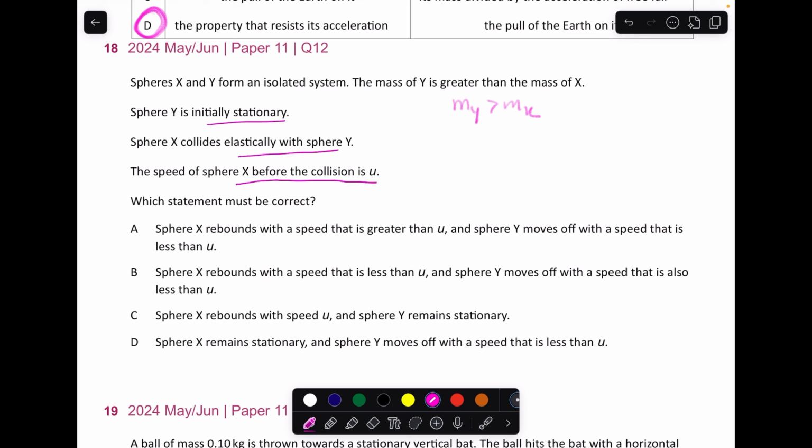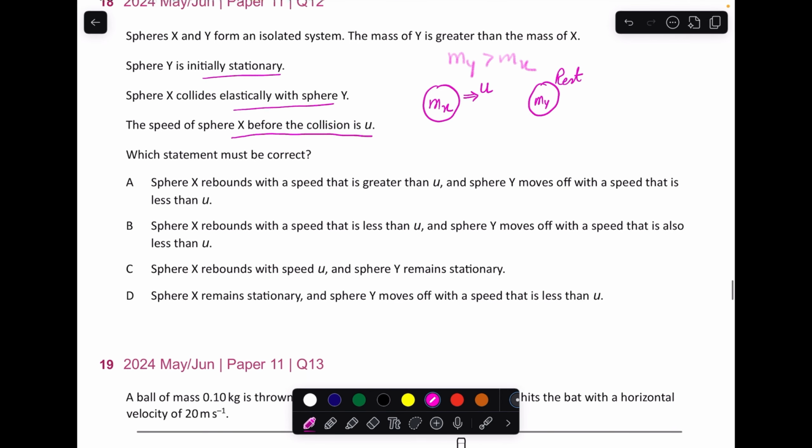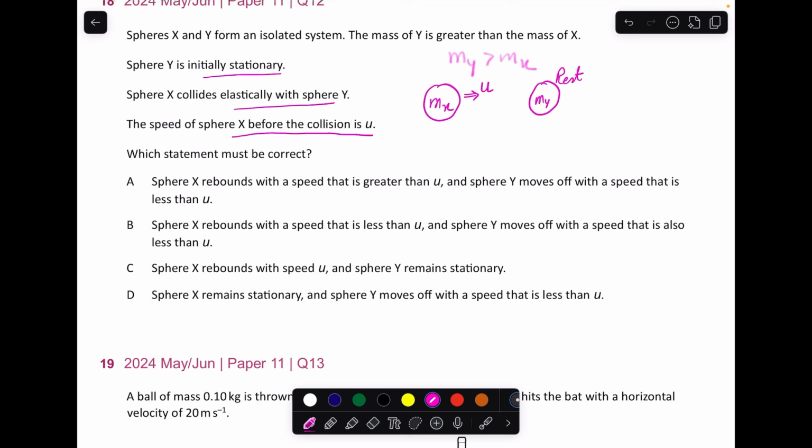Okay, if this is mX, this is mY, this is at rest, and this is moving with a velocity u. That is the whole scenario. They're colliding elastically. It means their kinetic energy before and after should be the same. So what are the options: sphere X rebounds with a velocity greater than u, and sphere Y moves off with a speed that is less than u.